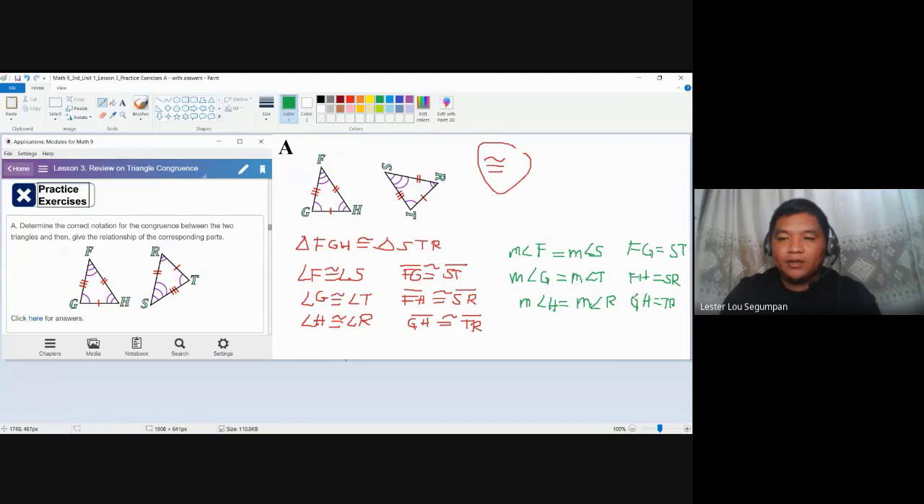Again, this is not part of the request for the practice exercise, but I'm just emphasizing the proper use of notations. If we say parts, we use congruence. If we say measurements, we use equality. So please review this understanding as we go further and dig deeper into triangle congruence and later on triangle similarity. Thank you very much. See you soon.